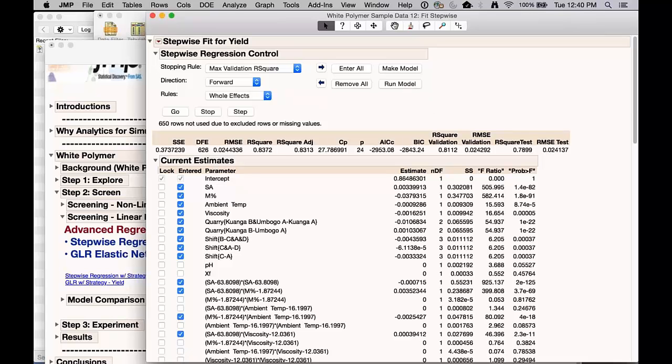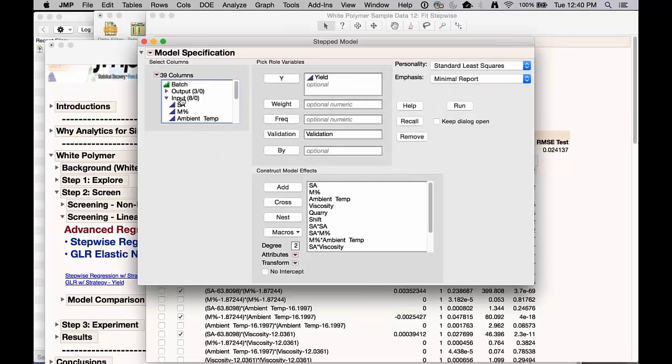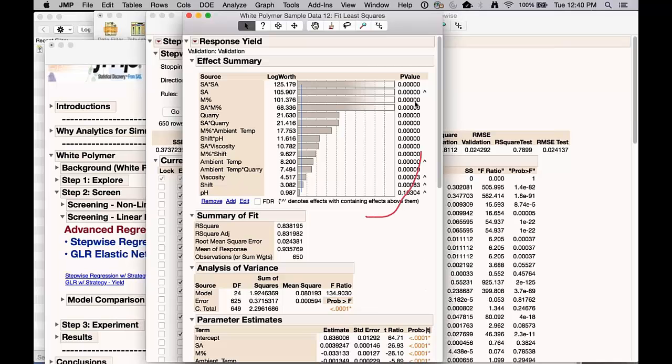I'm going to make this model. I'm going to run the model. It's telling me, oh, might want to add in the pH effect because it probably showed up in an interaction. So I'll do that. I'll run it. Here we go. Here's graphics showing me how important the factors are by the big bars. There's the pH I added. It's not very important. See the small bar? But take a look at shift times pH, that is important. So when you combine it with shift, it did make a difference.